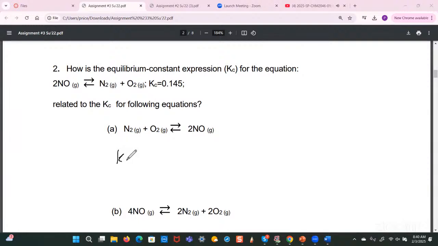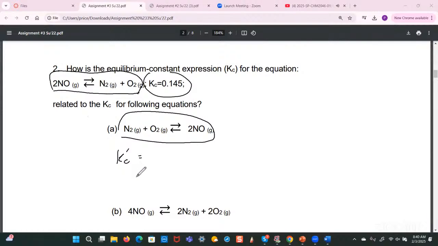I'm going to call this Kc prime. This is the Kc value for this equation. So what you should do is compare this equation to this equation. What do you notice? It's flipped. So what does that mean? Kc prime would be equal to 1 over 0.145. 1 divided by 0.145, according to my calculation, works out to 6.90, rounded. Please correct me if I'm wrong, and do the calculations along with me. What about B?